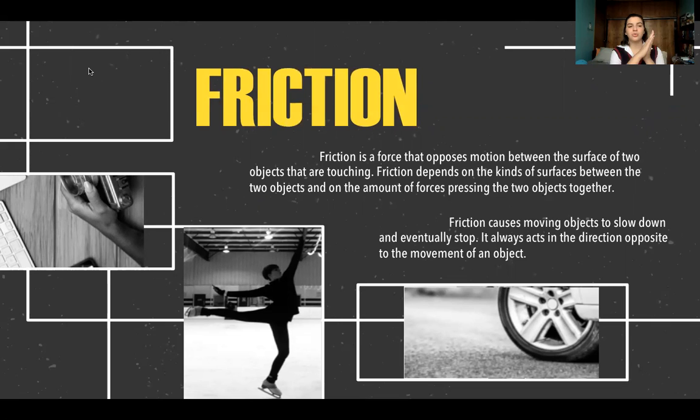Friction is caused by two objects that are touching, okay? They are applying one force over the other. When we rub our hands and move them as fast as possible, we are generating heat because we are applying force from one hand to the other, creating friction. That friction is going to translate into heat energy.